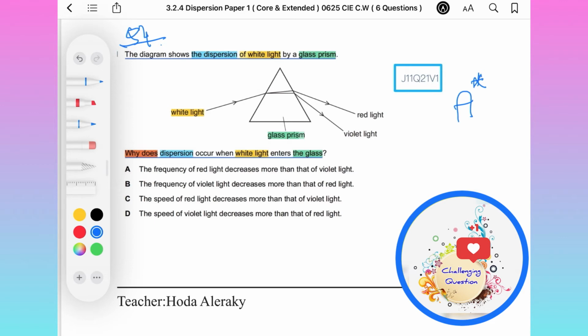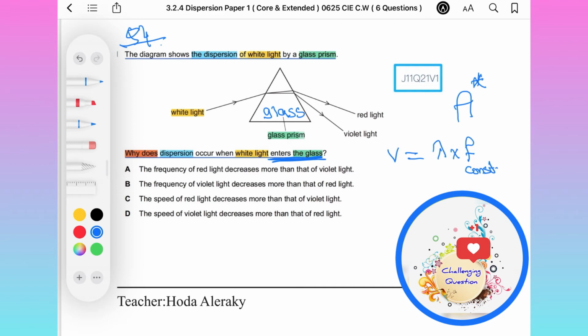Why does dispersion occur when white light enters the glass? Again, here we are talking about what takes place inside the glass. As we said before, dispersion and refraction take place. According to the wave equation, as we said earlier, the frequency will be unchanged. The frequency will be constant.